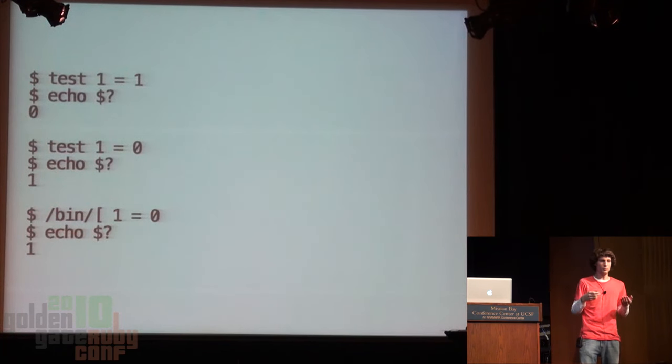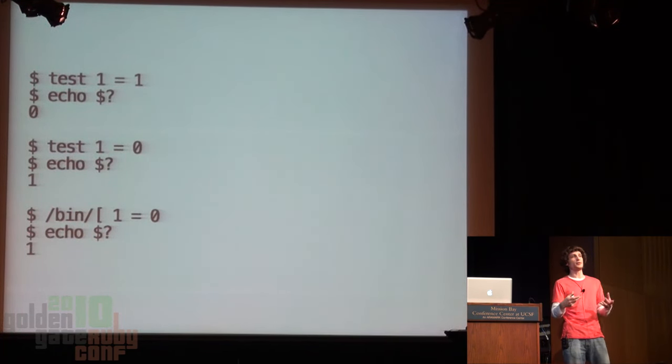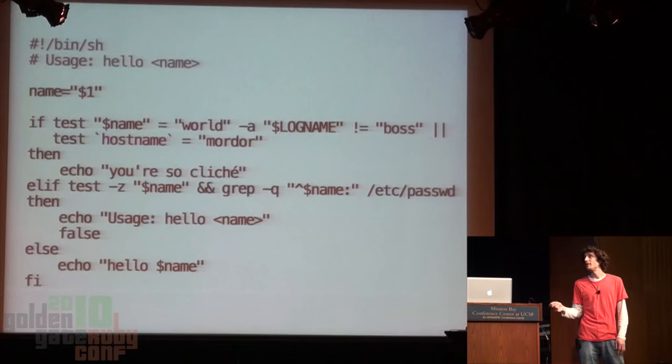So the actual evaluation of an expression in shell isn't even built into shell. It's a separate program. And that's because shell really doesn't do anything at all except assemble programs in different ways and do things based on the exit status of those programs. And then the bottom one, I love that just for fun. Run the bracket, see that it does the same thing.